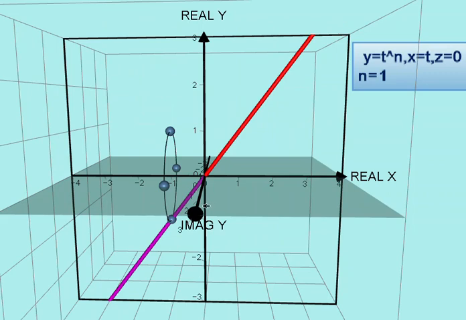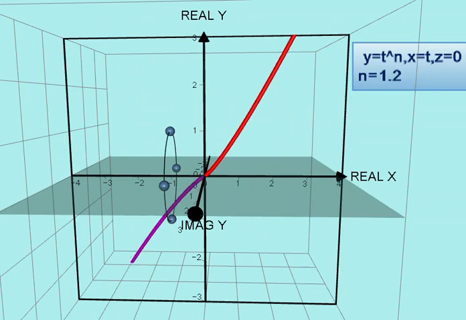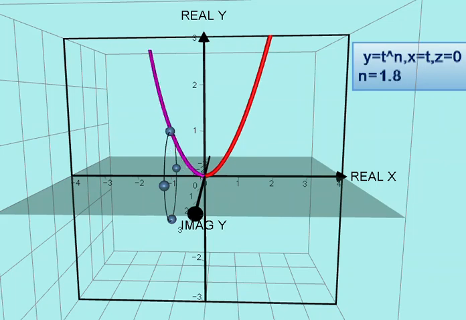Here is the imaginary y-axis, and now I'm going to increase n in steps of 0.1 again and see what happens. This is y equals x to the 1.5. And then we get y equals x to the 2, and the graph is back in the xy plane, as shown by this rectangle. Let's further increase.